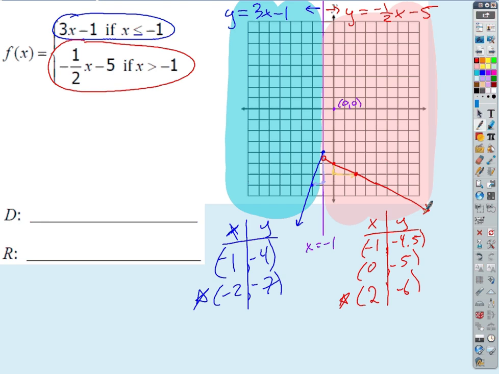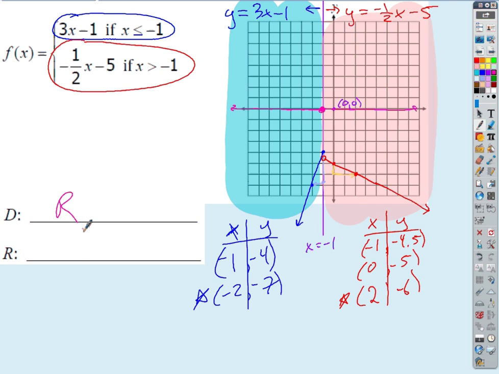If I were to compress this function onto the x-axis to do a projection of this entire piecewise function onto the x-axis, what would it look like? So on the x-axis, the blue part would go all the way from negative infinity up to -1, where I'd have a closed endpoint, right? And then the x values on the red graph would give me an open endpoint right there, and they would go to the right forever. Well, there's no place where there's a gap, right? The red hole is filled in by the blue point, agreed? So that means that the domain is all reals.